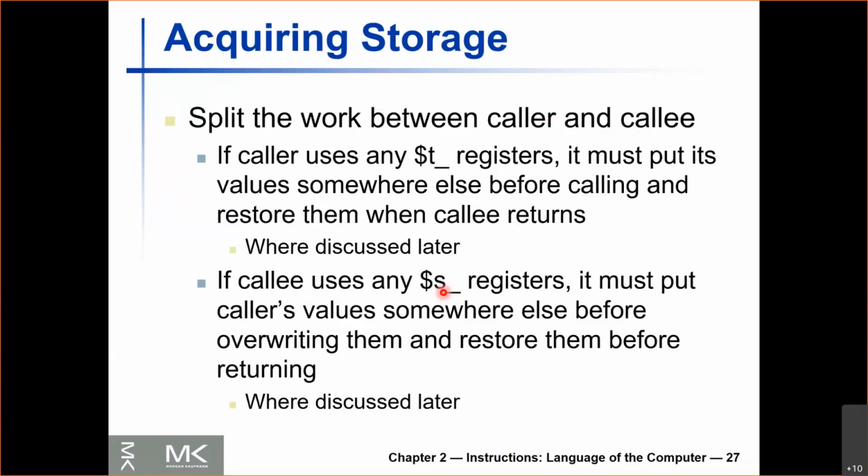Okay, so basically, if foo is using both T and S registers, foo will save its own T registers and then call bar. If bar needs to use T registers, it can use them, no problem, because foo has already saved its T registers. But if bar needs to use any S registers, then bar has to save foo's S registers somewhere safe before bar can use the S registers.